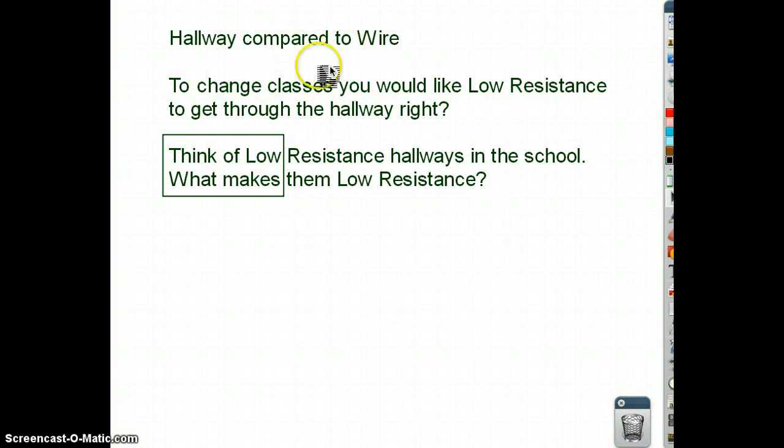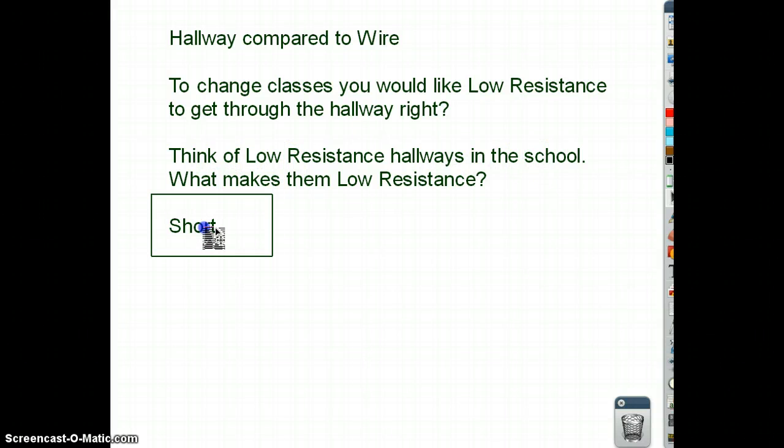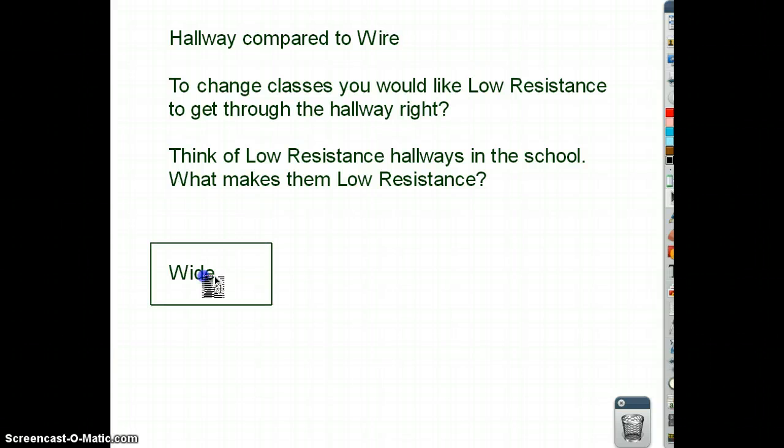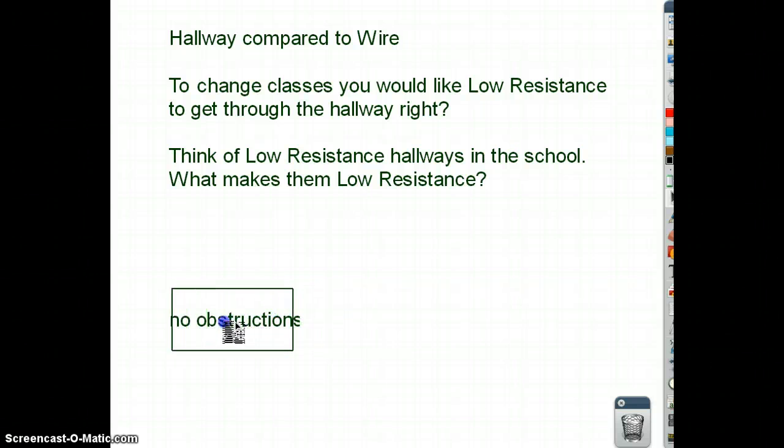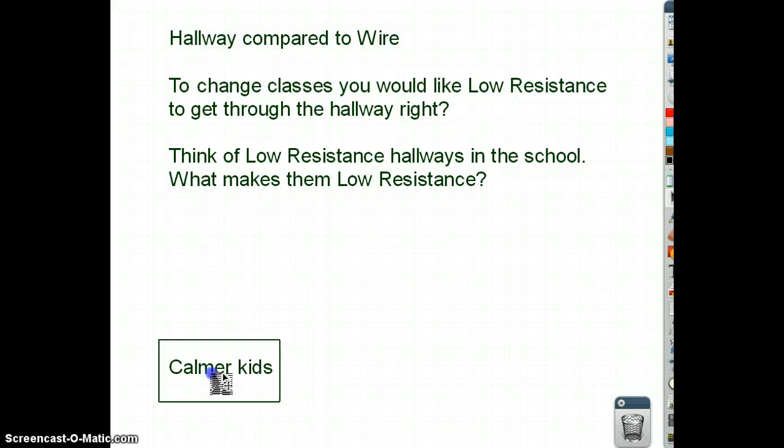So let's compare a hallway to a wire. When you change classes, you usually like low resistance hallways to get through. So think of low resistance hallways in our school. What makes them low resistance? Usually they're shorter portions of the hallway, so they're easy to get through because it's short. Usually they're wider. Think of the commons. Usually there's not a backup to get through the commons. No obstructions. If there's trash cans in the way or freshmen with gigantic backpacks, that tends to be in your way as you go. And calmer kids are easier to navigate around. Imagine freshmen when they're all hopped up after gym class. Not easy to get through.